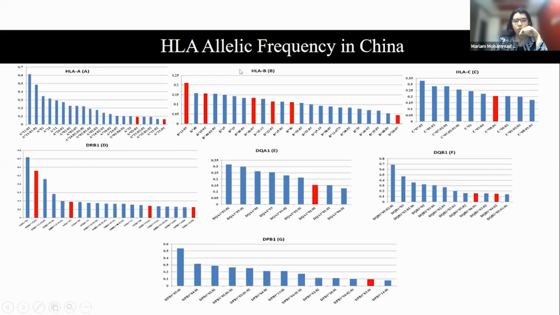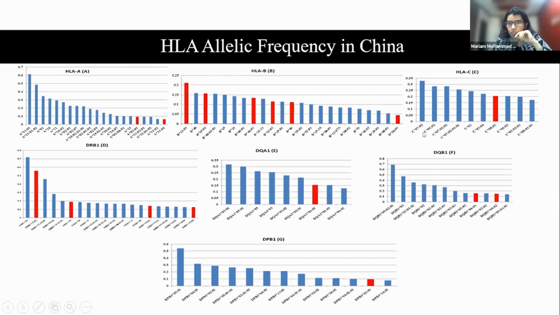If we talk about allelic frequency in China, these are the alleles present in the general healthy population, and they were in the 18th to 20th frequency group. These particular alleles, A3101 and A301, were found to be the most prevalent in China. In the class of HLA-B alleles, B1301, B15002, B13002, B46, and B5401 were found to be linked with COVID-19, particularly in China.